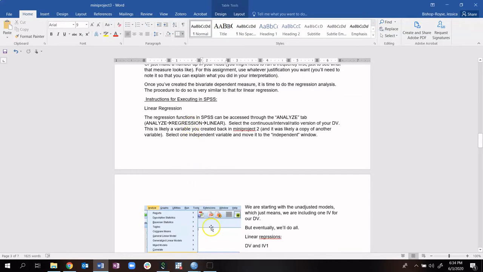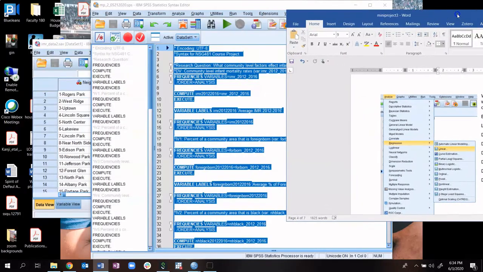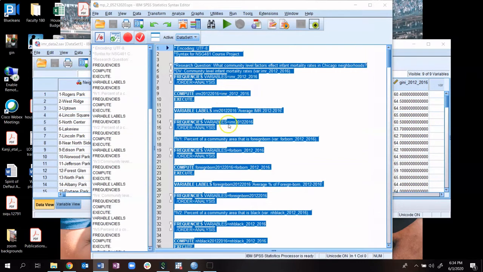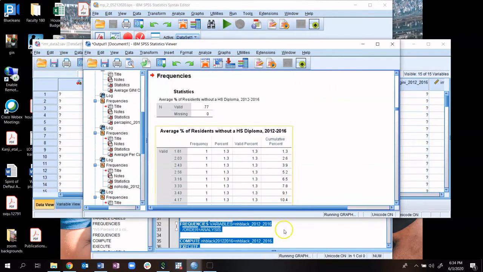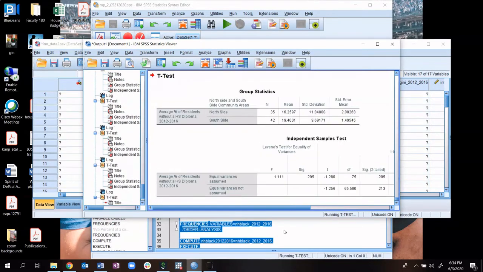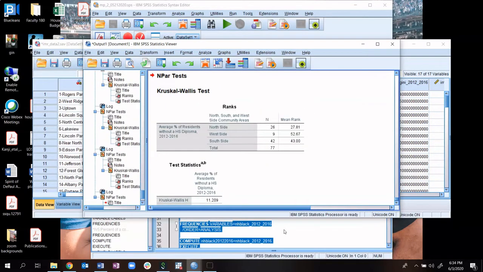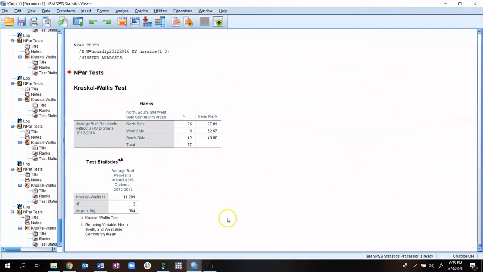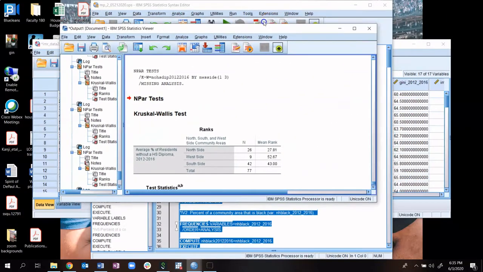Okay, so let's get into it. We've got written instructions along with screenshots so you can follow along. Before we do anything else, we're going to start by executing all of the syntax that we've done so far. Up to now we need to have all of this done, because we want to be working with the measures that we made, which were simply copies of the originals. That's where we're going to be starting from. Going forward with Miniproject 3, we're not going to be working with the north side, south side, west side variables anymore. That was for Miniproject 2 to help us do 2 category and 3 category testing, but we're past it now.